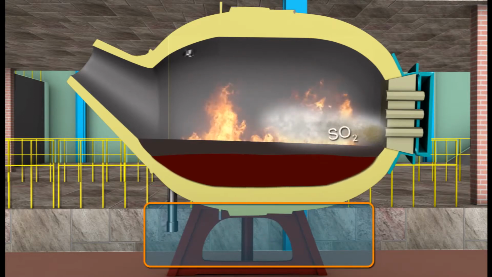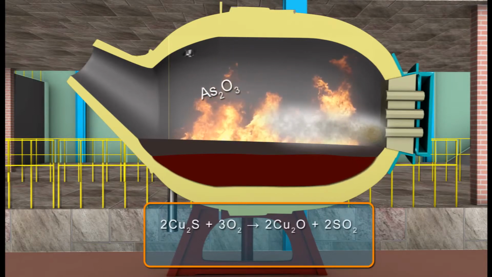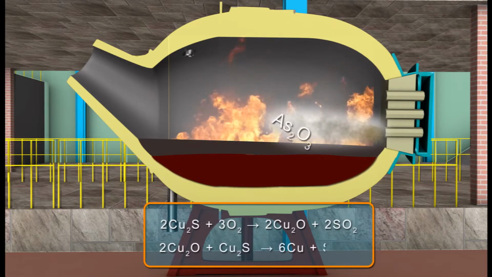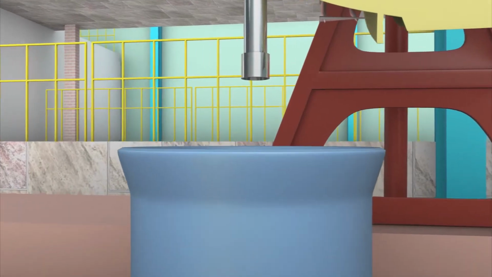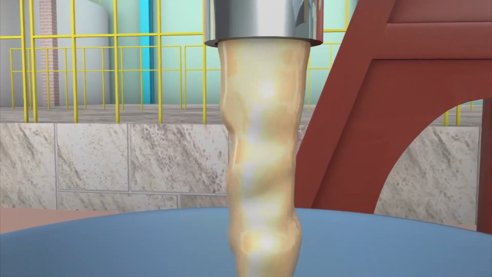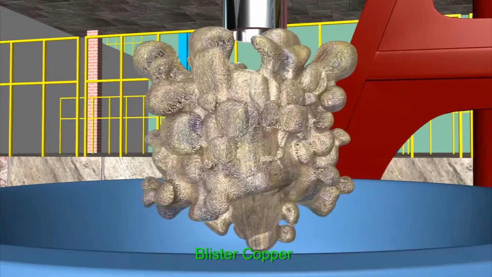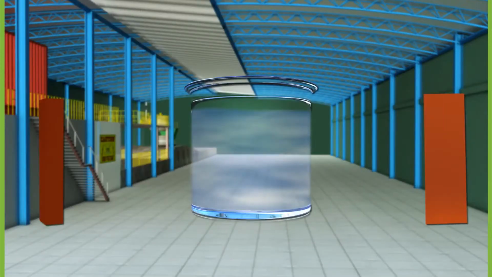Similarly, cuprous sulfide is oxidized and forms cuprous oxide, which then reacts with cuprous sulfide and forms copper. It is 98% pure, called blister copper. Still, it contains 2% impurities. It is purified by electrolytic refining.